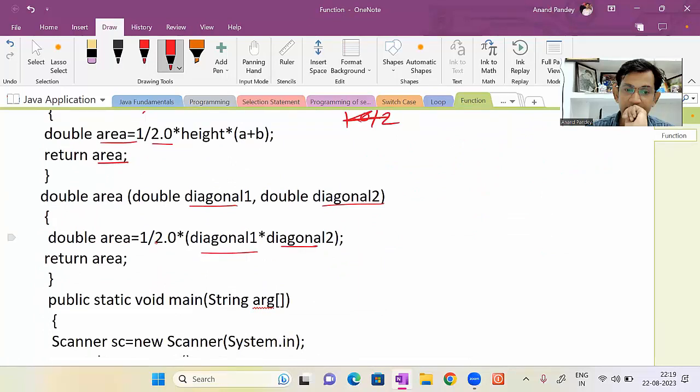1 by 2.0 again, because of that only 1 by 2. If you write 1 by 2, it will be 0. So here I am writing 1 upon 1 by 2.0 into diagonal 1 into diagonal 2 and calculating the area and returning that.